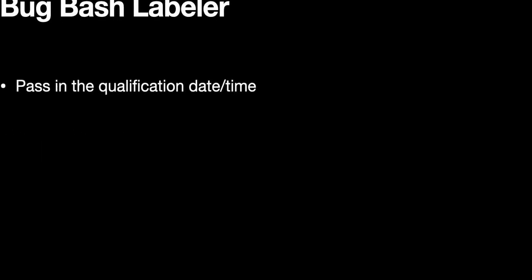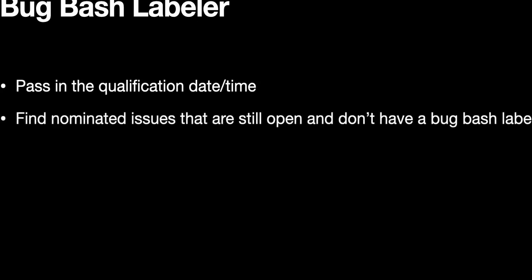Okay, managing the bug bash. As you know, you nominated cases for the bug bash. You put in bug bash 2022 nominee on a note. And we need to automate the process of adding the bug bash label to those individual issues. So it's another console app. You basically pass in the qualification date, because we wanted cases after a certain date to qualify. Find nominated issues that are still open and don't have a bug bash label.